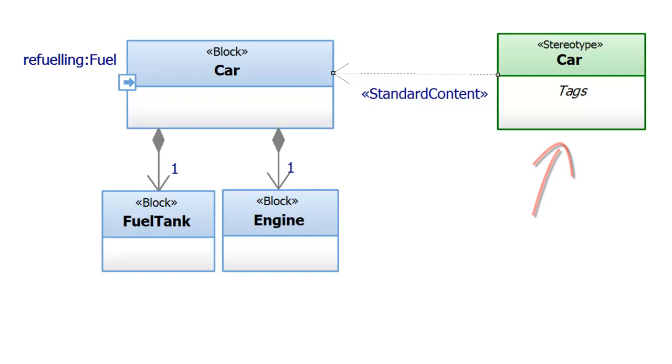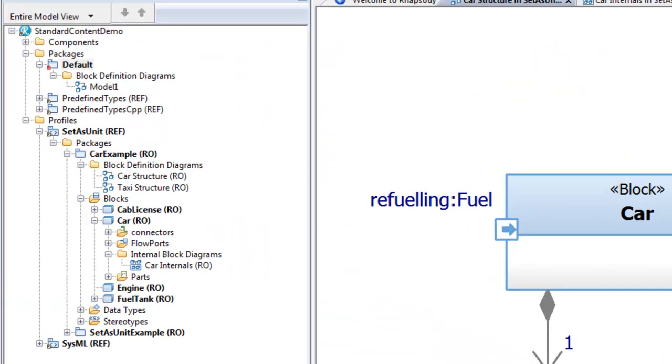Now that stereotype might be a new term, but it doesn't have to be. The magical artifact is this one, a dependency from the stereotype to the base artifact that I want applied, in this case the car. That dependency is stereotyped standard content. If I apply the car stereotype, then all of that standard content will be copied into the model. Let's go see that in action.